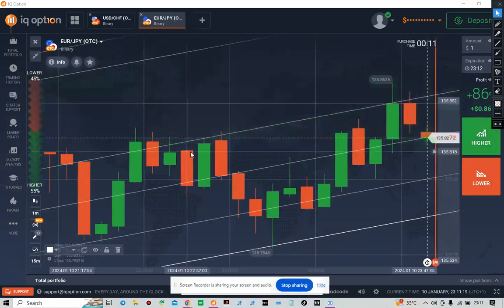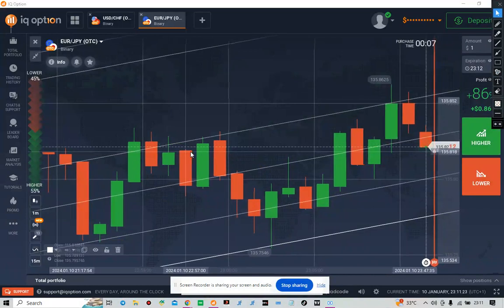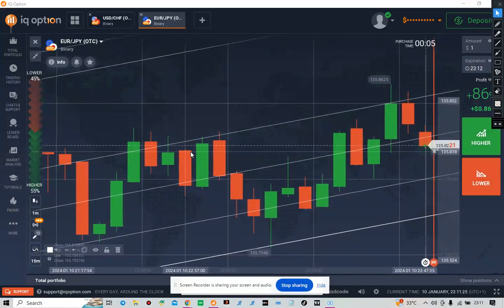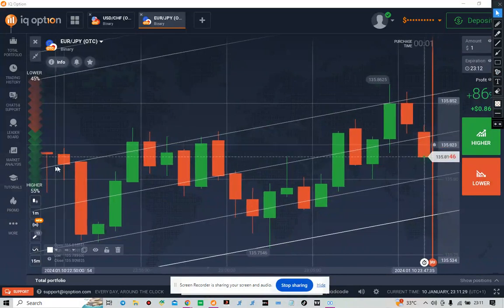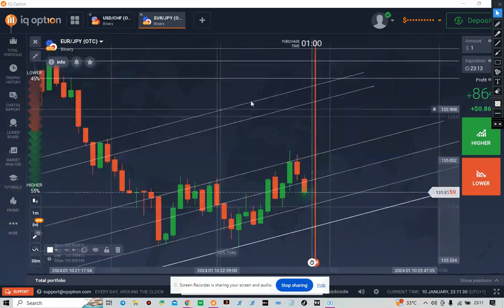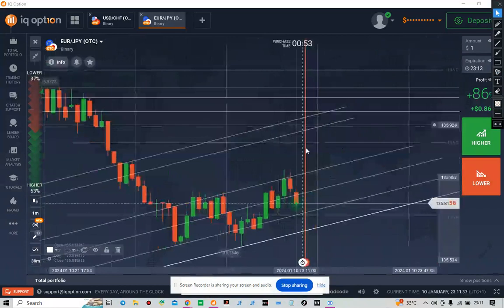6 trades, 6 ITM, no loss. This is because I've already analyzed the chart and I've already marked out the support and resistance, the major support and resistance. Remember, don't forget to use this level as a reversal, because it might happen that the price will come to that level and reverse.